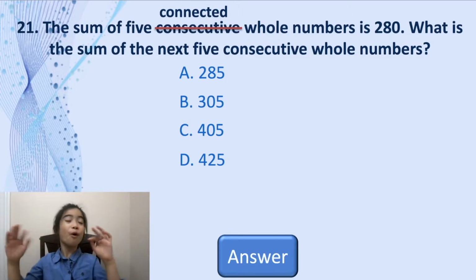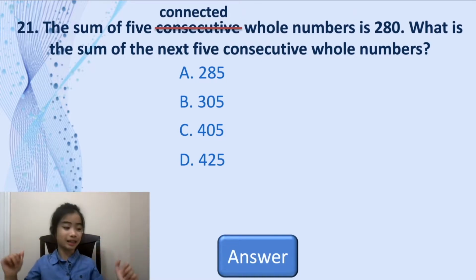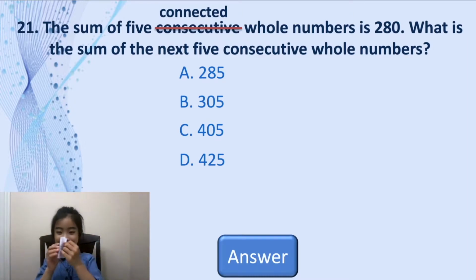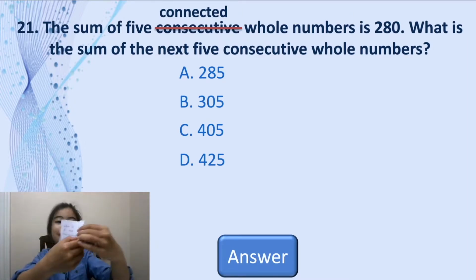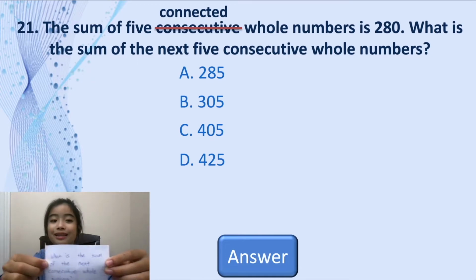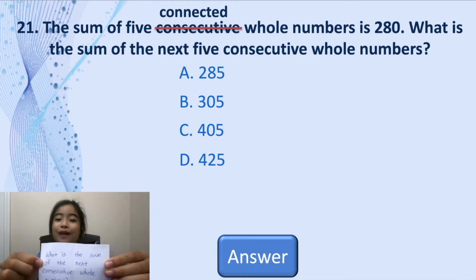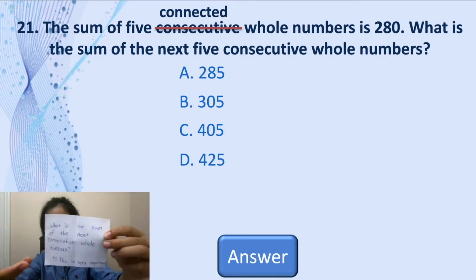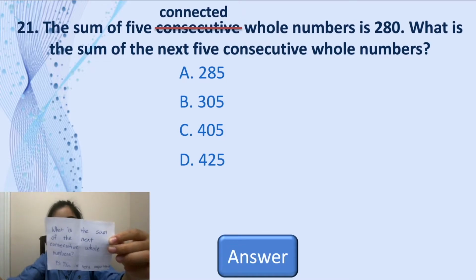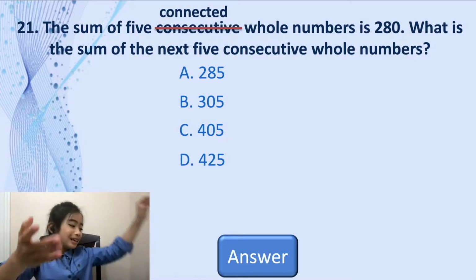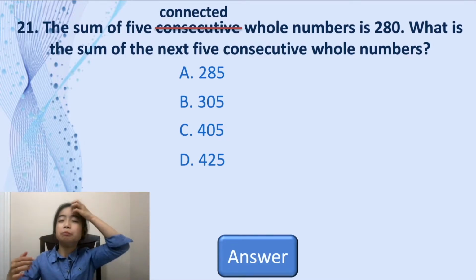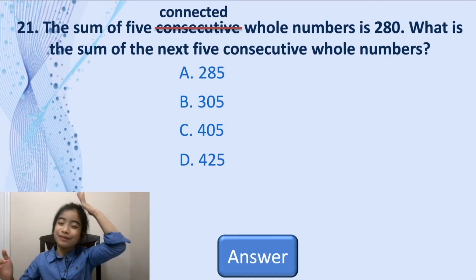Now the most important part is the question. What is the sum of the next 5 consecutive whole numbers? And of course you don't have to look at this. You can just look at the screen. But I'll just show this right here. Now we put this down, and let's figure this out.